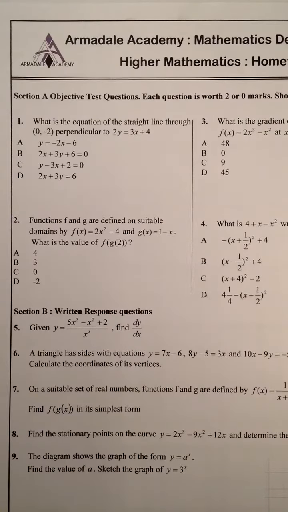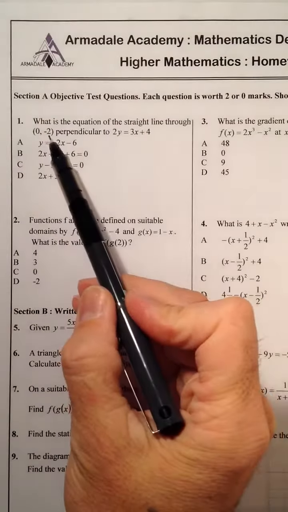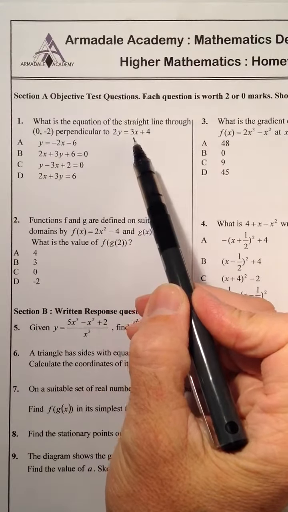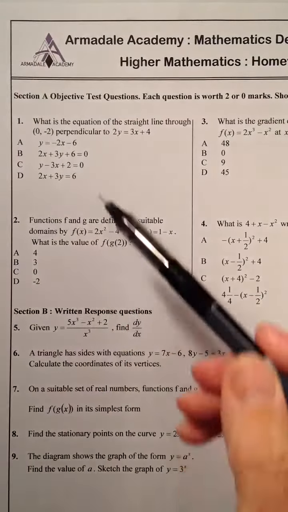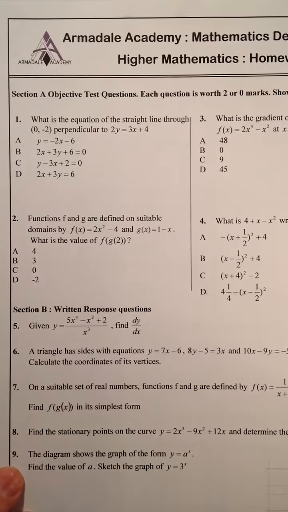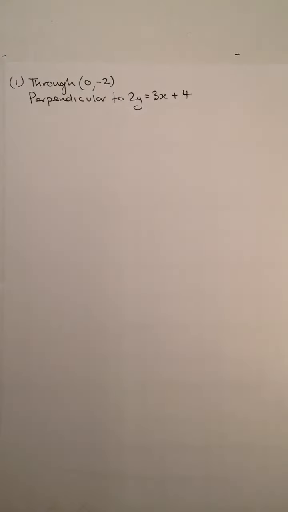Homework 7, Higher Maths, and we'll go for question 1. What is the equation of the straight line through (0, -2), perpendicular to 2y = 3x + 4? And we've got 4 possible solutions to it that we can choose from. So let's work through this problem here.